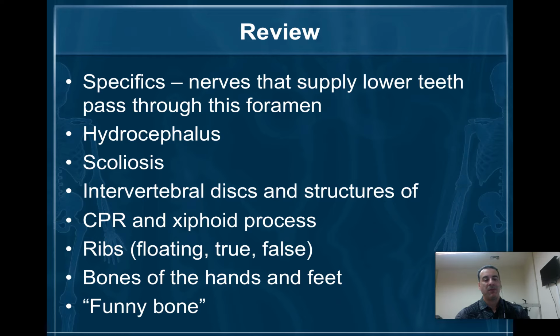compressions. Be familiar with the ribs, floating versus true versus false ribs, and numbers. What numbers are the true ribs? What numbers are the false ribs? What numbers are the floating ribs? Understand all the bones of the hands and feet, which means what? That means all the carpals in the hands, their names, the metacarpals, phalanges, right, proximal, middle, distal, the thumb obviously is different. And then have your funny bone, which I went over earlier, which is the medial area of your humerus.